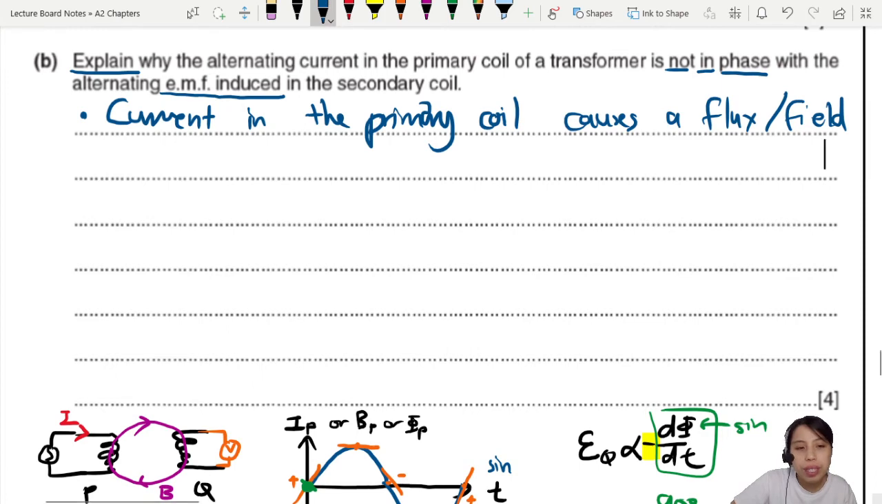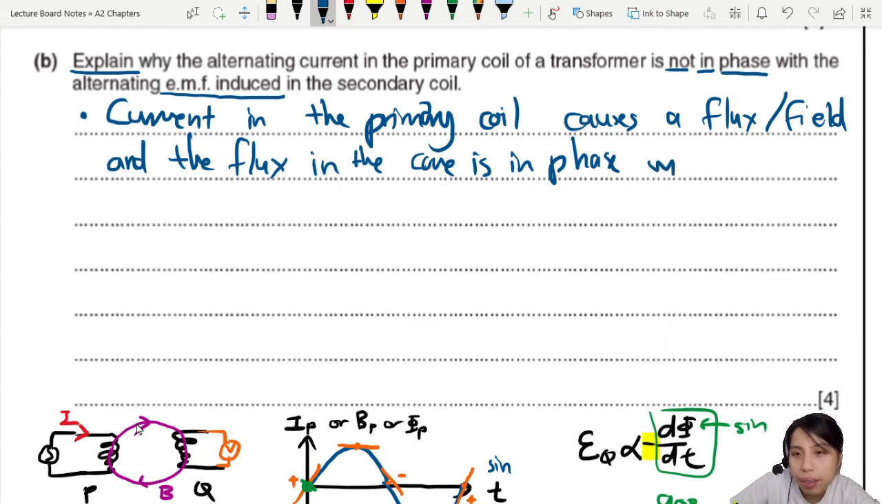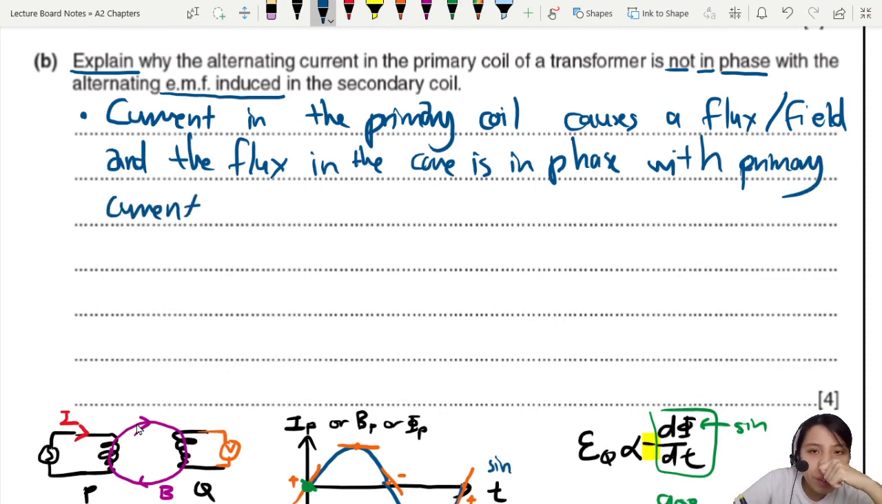So because there's current, there's a field. Also it's alternating, but hang on a second, we'll talk about that. So you have a current in a primary coil and the flux in the core of the transformer is in phase with the current, with primary current. Okay, let's put it that way. Primary current.